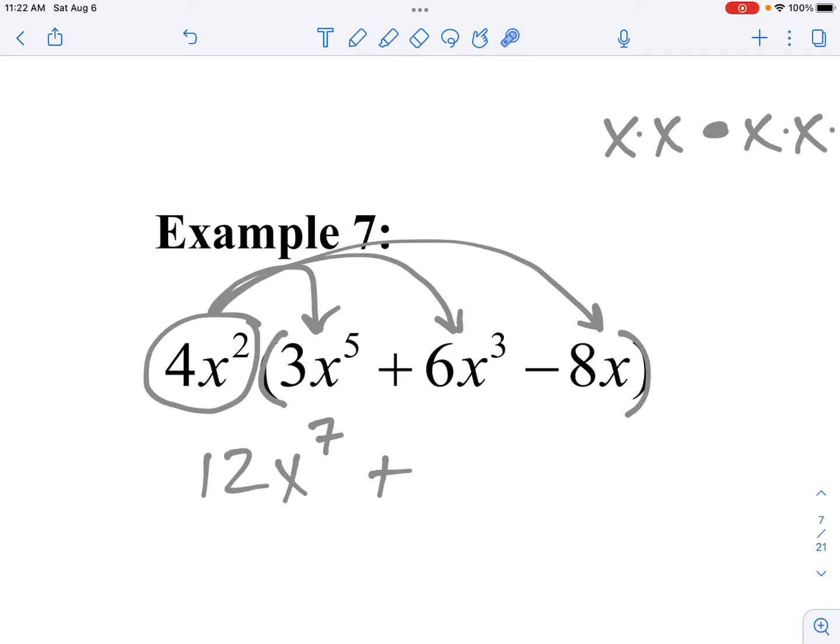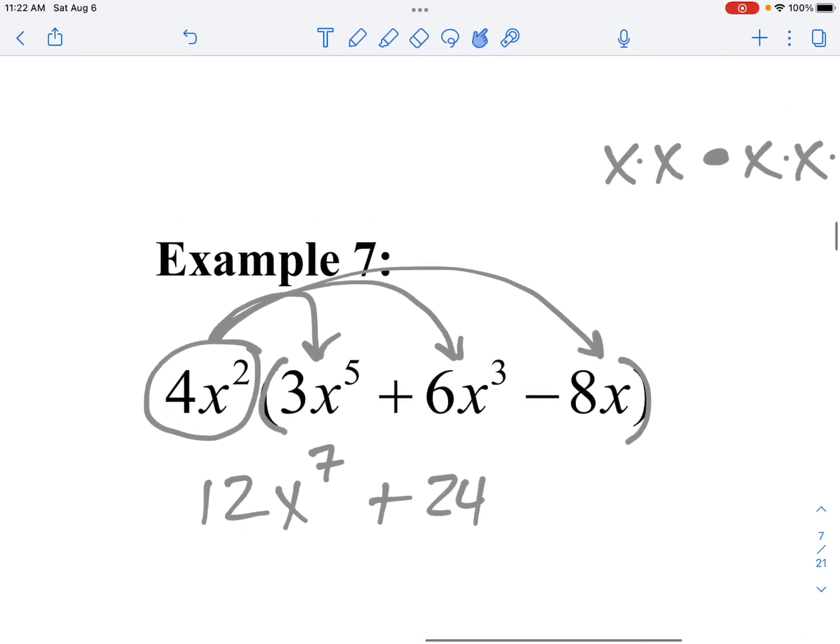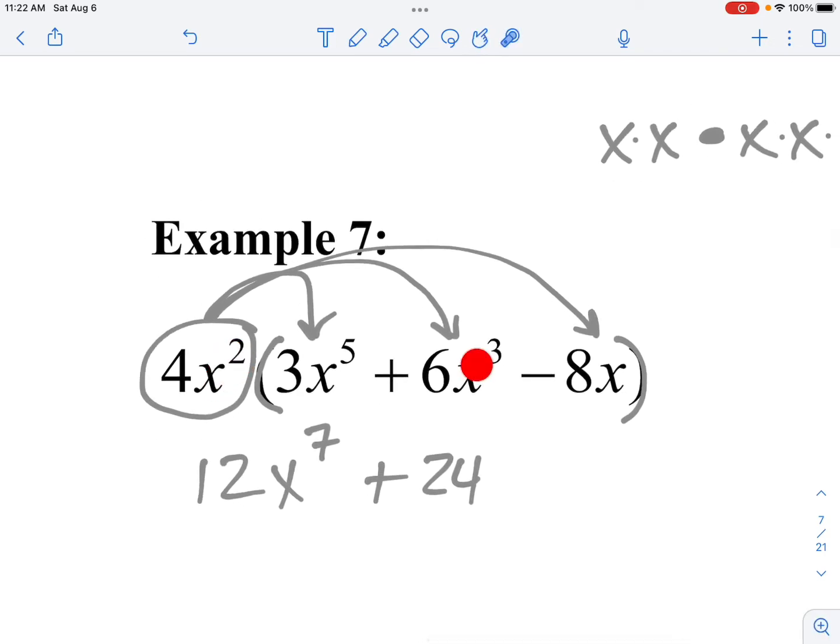And again, I'm going to take my 4 times my 6, which is 24. And I have another x to the second, or x squared, times x to the third. And that means I have x to the, I'm going to add the 2 x's to the 3 more, which makes 5. And now the last thing I'm going to do is I'm going to keep this negative sign. I'm going to write that next.